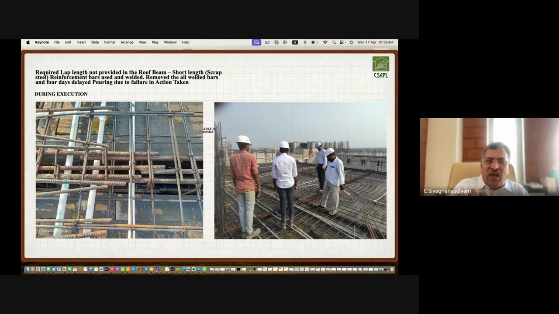If we by oversight missed this, or if the supervisor who was looking after this work does not have adequate knowledge about the lap length, it may look like a very, very small mistake, or it may be out of negligence or out of oversight. If he allows them to pour the concrete, it is an irreparable quality issue over a period of time. Okay, this is one mistake. And it was rectified because it was spotted well before pouring of concrete.